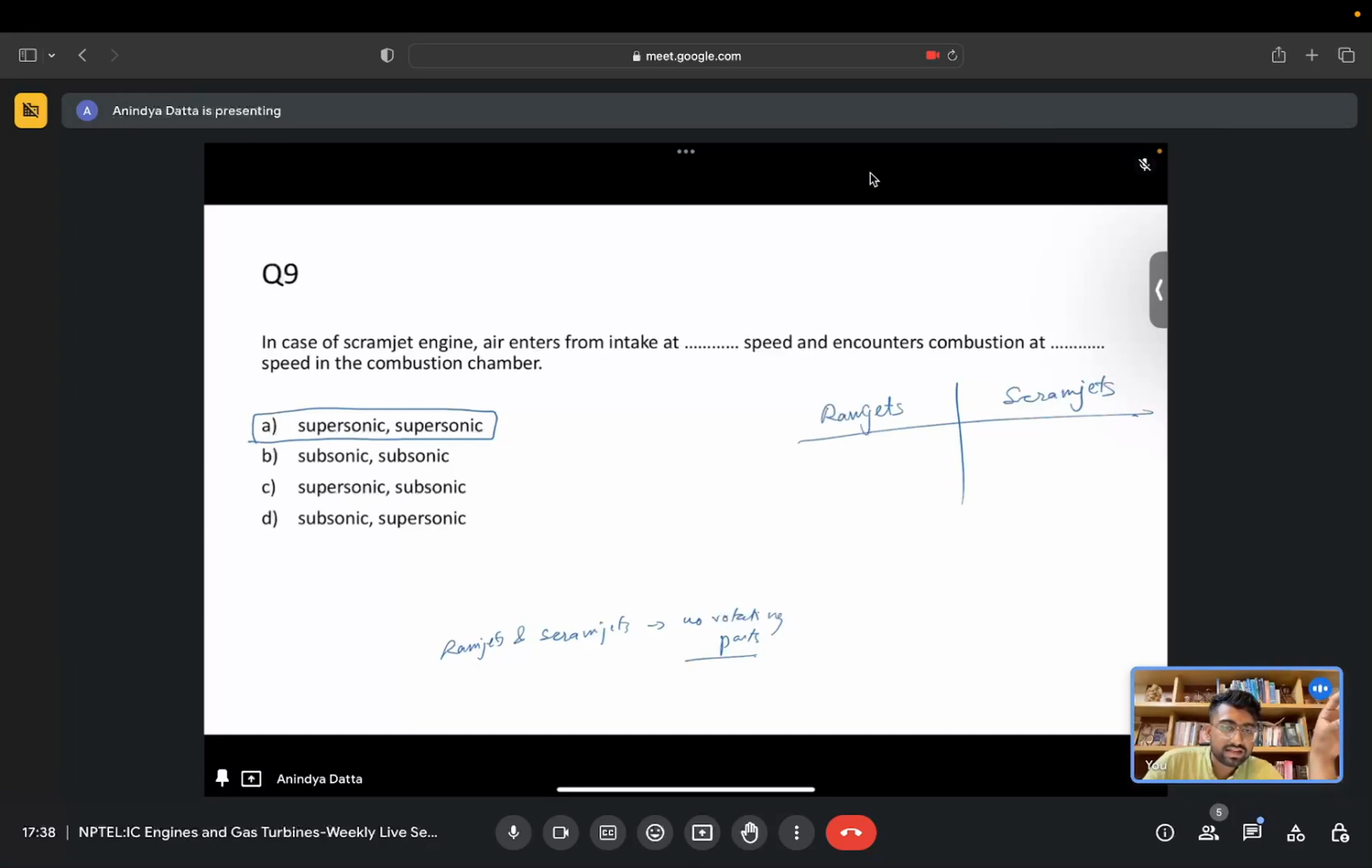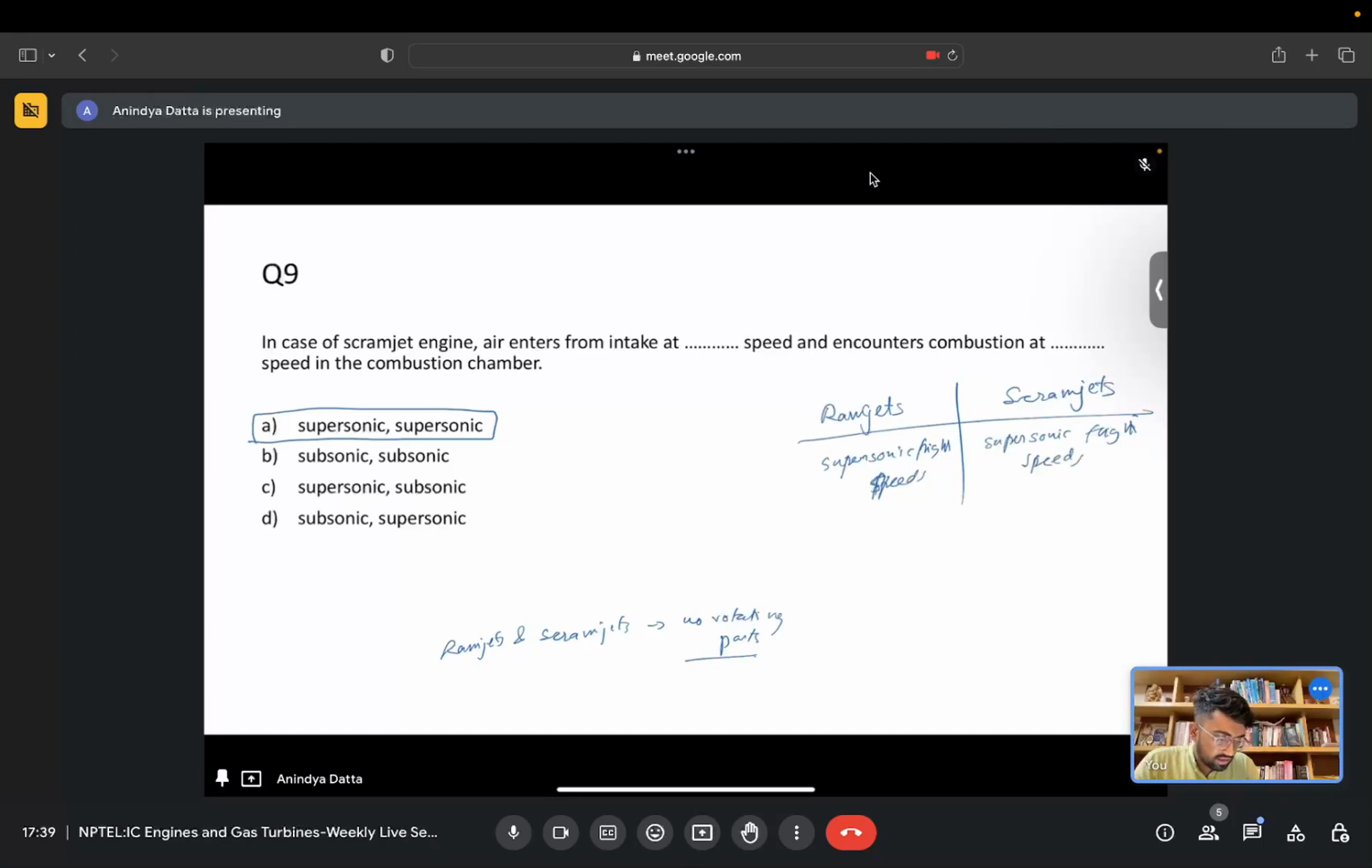But in ramjets and scramjets, the compression that we get is based on the ram effect, which is basically thermodynamic compression. We have shock systems and the ram effect, which we use to achieve the compression. Okay, so ramjets and scramjets operate at supersonic speed. This is also supersonic flight speed.